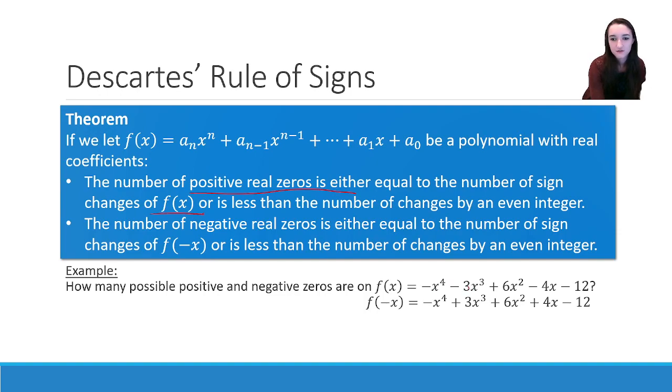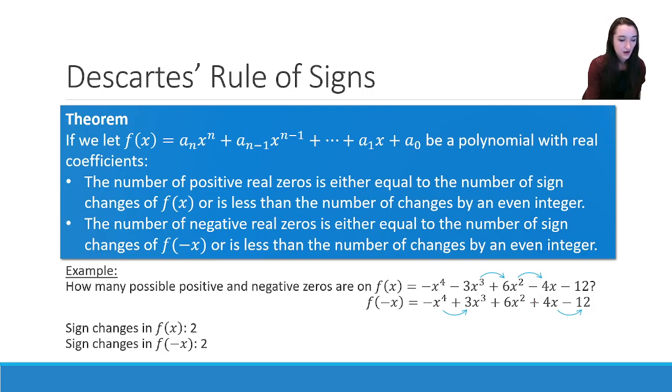They're both negative. Then we go to positive 6x squared. That's a change in sign. We went from negative 3 to positive 6. Then we go from positive 6 to negative 4. That's a change in sign. But we go from negative 4 to negative 12, and that's not a change in sign. So that tells me there were 2 sign changes in f of x. Similarly, there are 2 sign changes in f of negative x. It's not always going to be the same, but in this case it was.